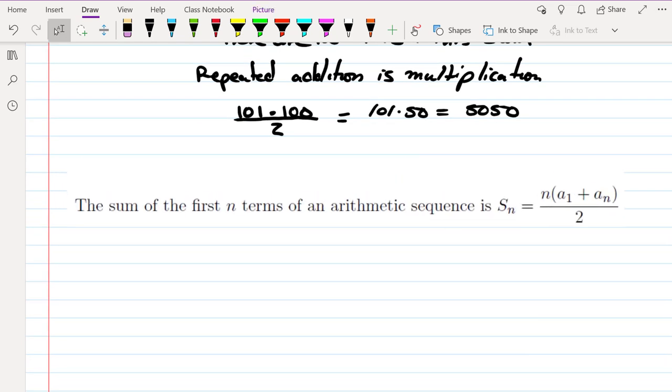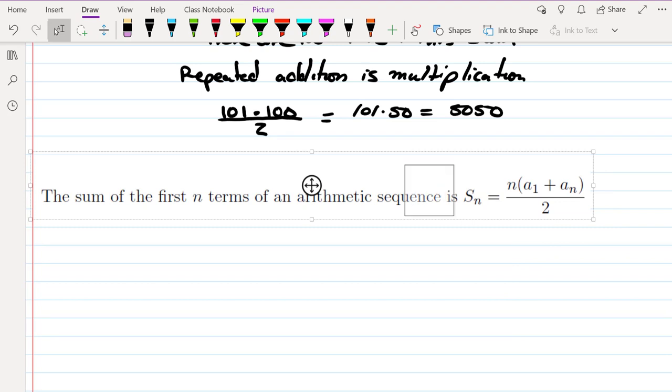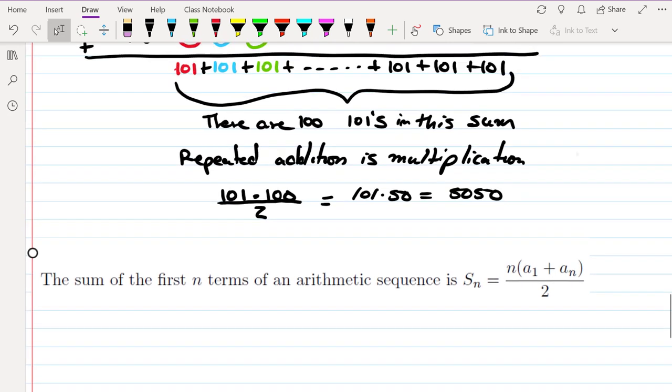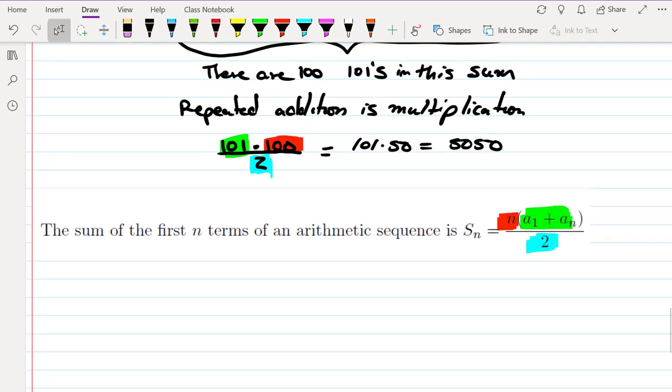So we have that S sub n is equal to n times a1 plus an divided by 2. Well, that's exactly what we had here in this formula. So our first term plus our last term times how many things there were, and then we had to divide by 2 because it double counted everything. So this is really just that formula in general. So let's double check.